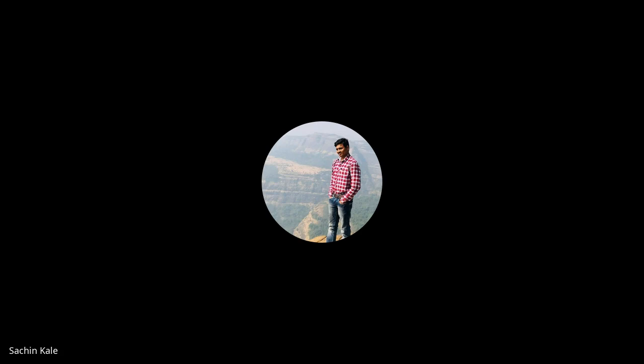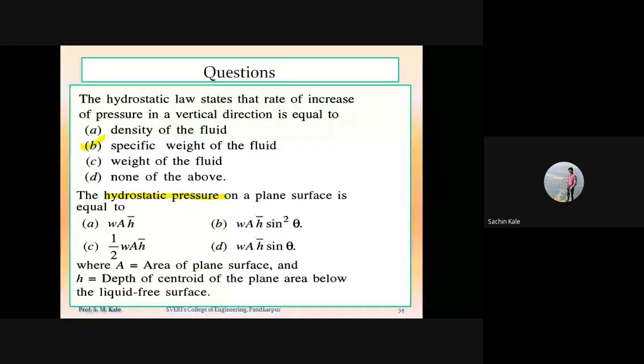Then the next question: the hydrostatic pressure on a plane surface is equal to. Hydrostatic pressure here means hydrostatic pressure force. So the hydrostatic pressure force on a plane surface is equal to, option A is small w A h bar.